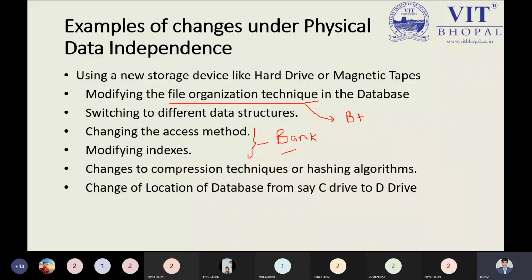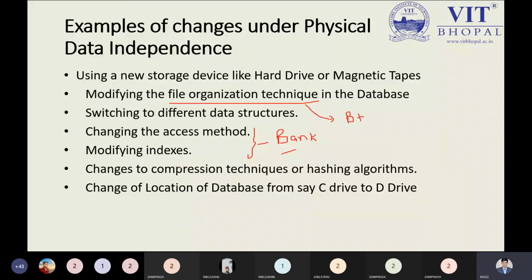In the bank, we were accessing with the sequential access method 20 years ago, but nowadays we are using random access. So our information will not be lost. The account I opened and the balance I had will be as it is. My balance will not be lost. That is the point. So we have to keep in mind that if we physically change anything in our system, the data will be as it is.